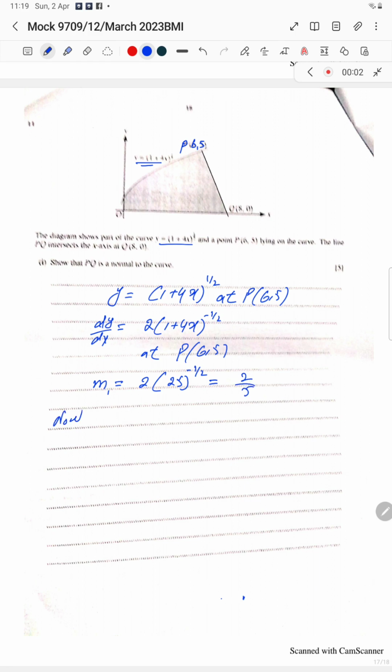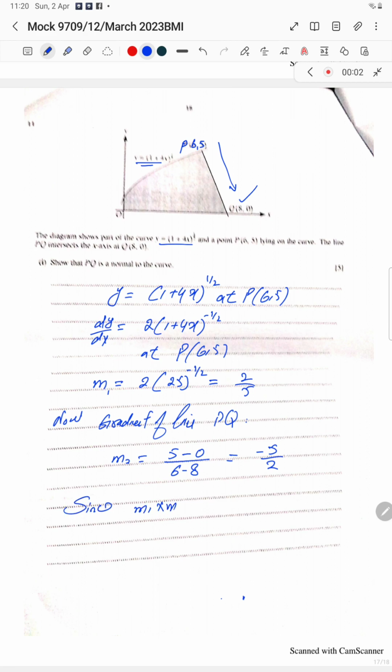Now the gradient of line PQ, this line P and Q. Say it is m2, the rate of change in y coordinates to x coordinates, that is minus 5 by 2. Since we can see m1 times m2 is equal to negative 1, 2 by 5 times minus 5 by 2 gives you minus 1, equal to minus 1, hence proved.